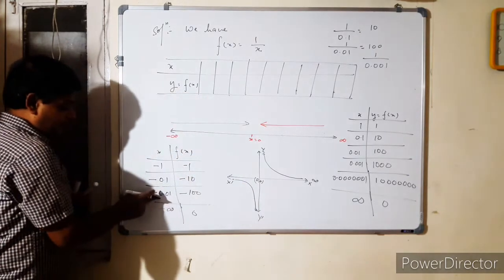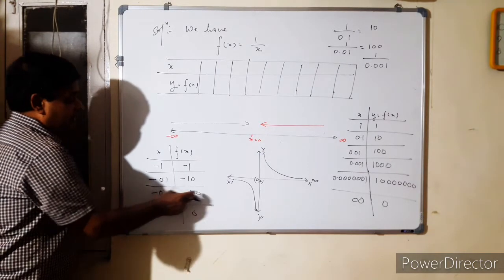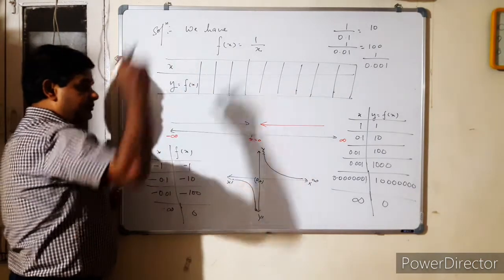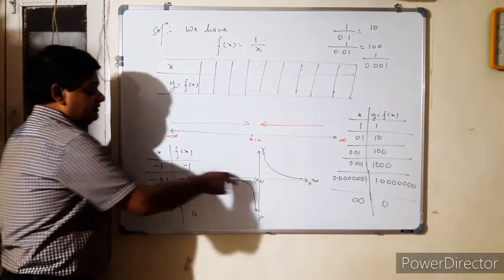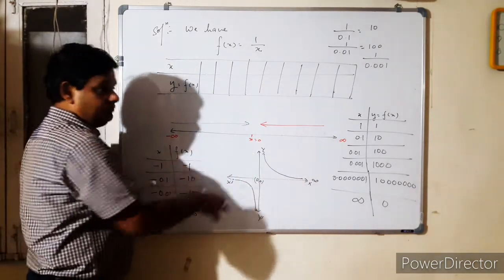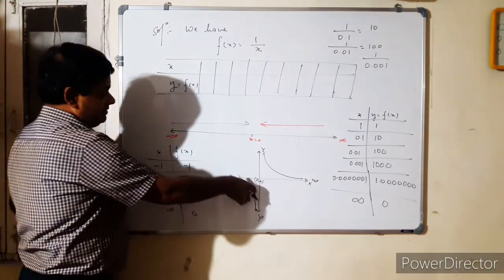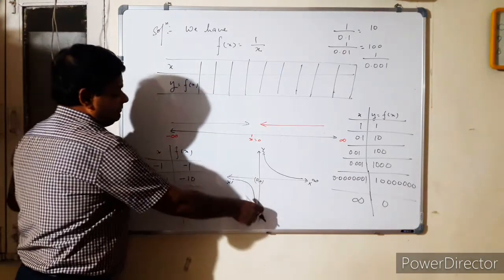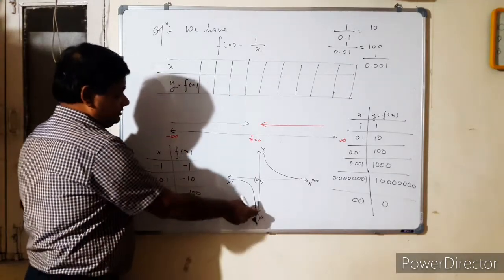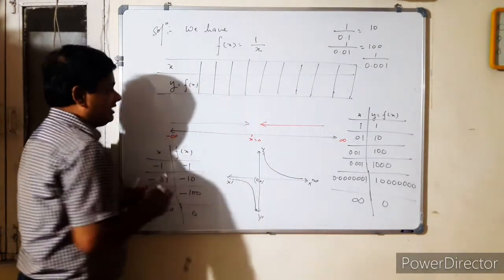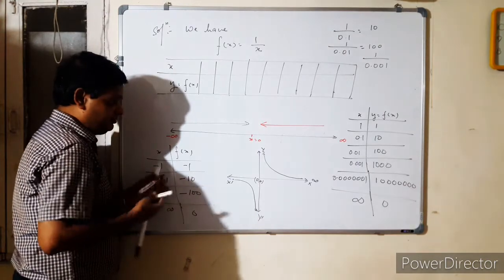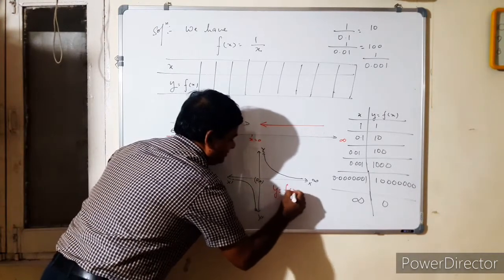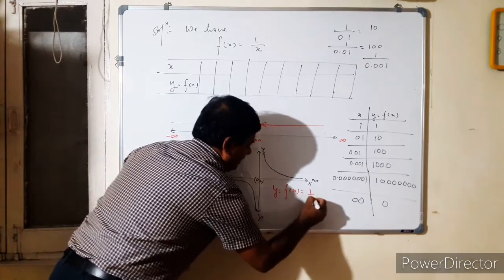See here, minus 0.1 gives minus 100. If you take minus 0.00001, the numerical value will be more, but with the minus sign it means a very small value. So this is the graph of y is equal to fx is equal to 1 by x.